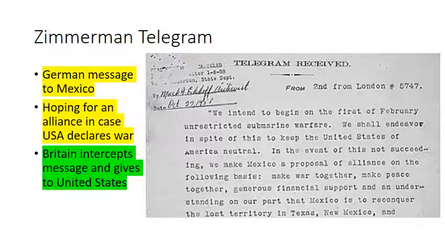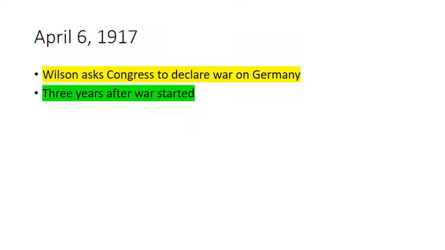Britain intercepts this message and they decode it. It was decoded and it was given to the United States in a hope to get the United States to join Britain in the war. So by April 6, 1917, because of the events previously discussed, Wilson asks Congress to declare war on Germany in defense of democracy. And this is 3 years after the war had started.